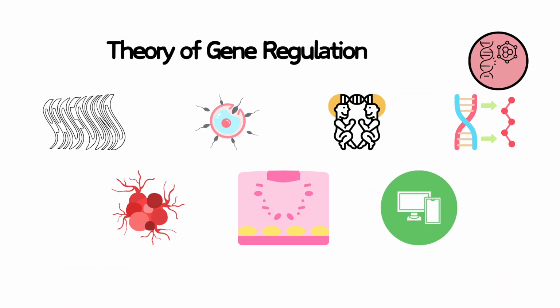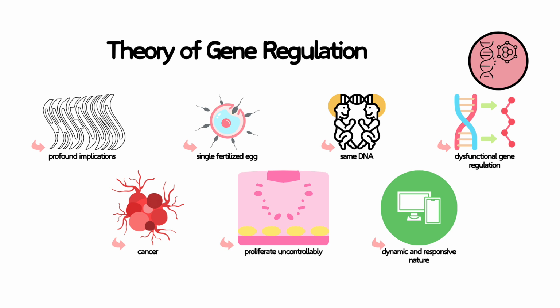Understanding gene regulation has profound implications. It helps explain how a single fertilized egg can develop into a complex organism with diverse types of cells, all containing the same DNA. It also sheds light on how dysfunctional gene regulation can lead to diseases like cancer, where regulatory mechanisms fail, leading cells to proliferate uncontrollably. This theory underscores the dynamic and responsive nature of living systems, illustrating how life is programmed yet adaptable, intricate yet robust.